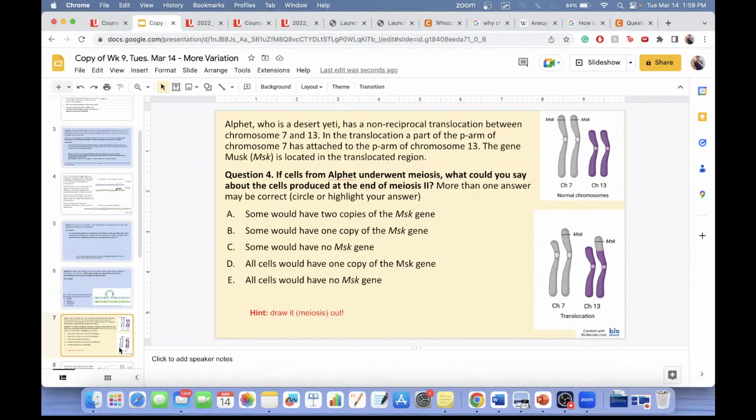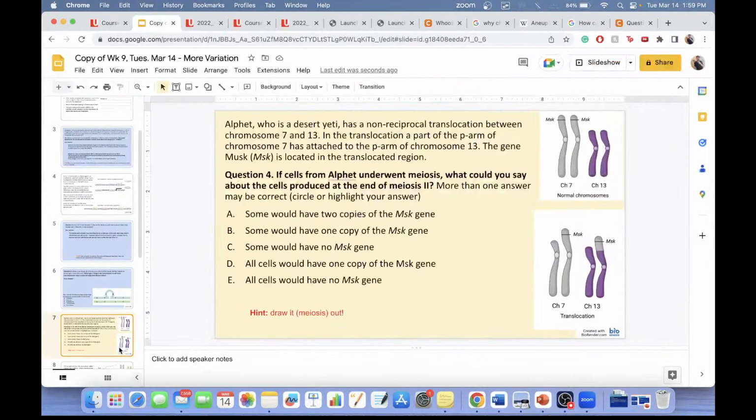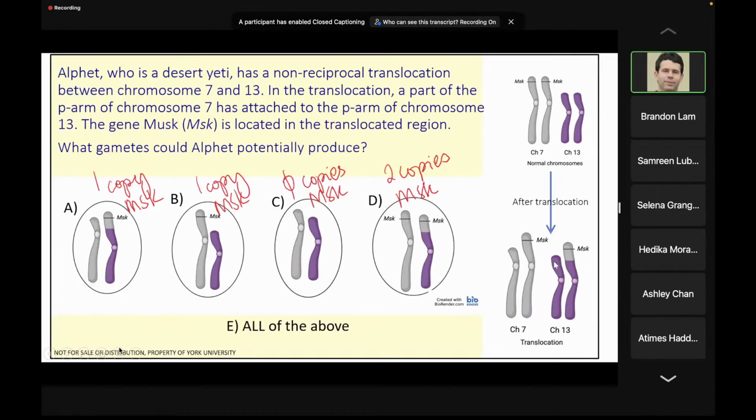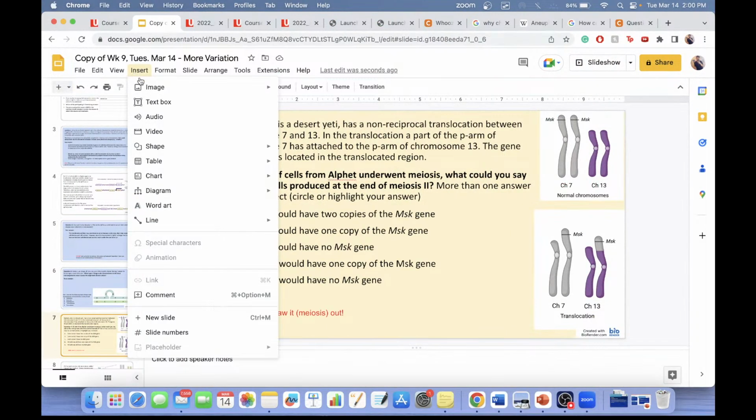So here's Alphet's 2 chromosomes. We're just looking at these 2. And so after translocation, this is what Alphet's chromosomes look like. And then those chromosomes are going to undergo meiosis. So which of the following gametes could Alphet produce?